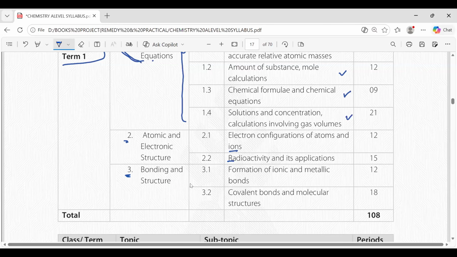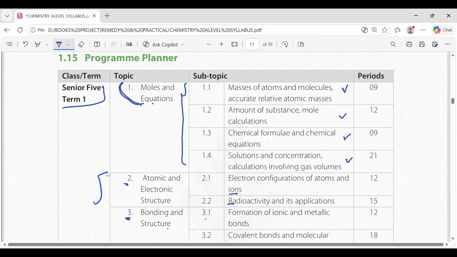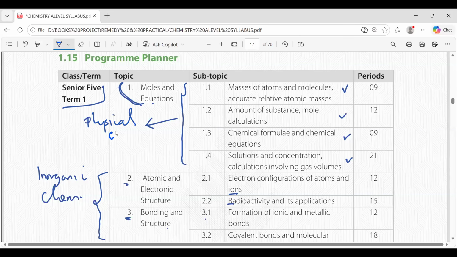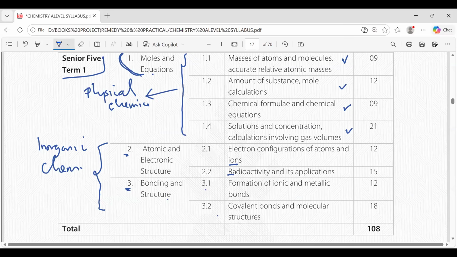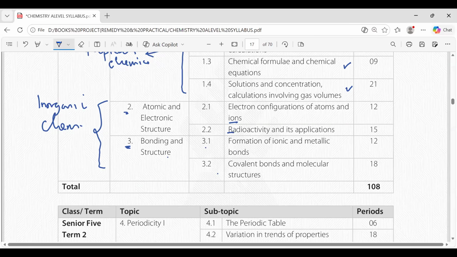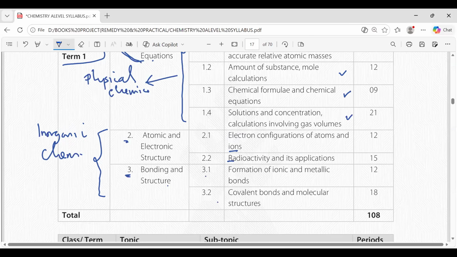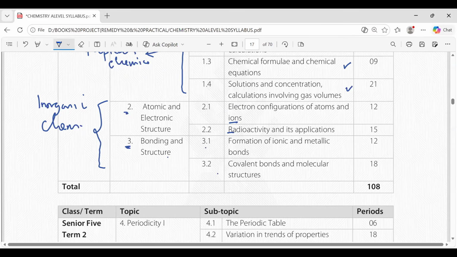Then bonding and structure is also part. You recall very well that most of these ones, which we have put in the other element of construct number 1, are all under inorganic chemistry. And moles and equations is under the physical branch of chemistry, the one we call physical chemistry. I'll be breaking it down slowly in that manner, so that when we go back to the other element of construct, you are able to see that. I know I'm going to give you this in the chat, but for revision purposes, you can still have this screenshot taken.